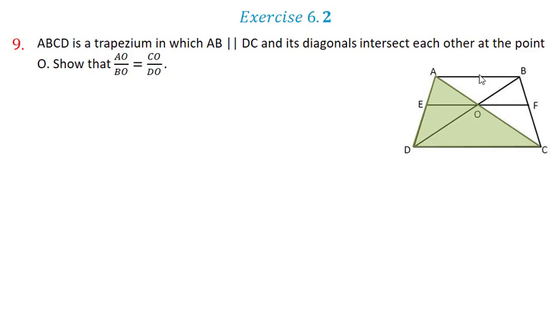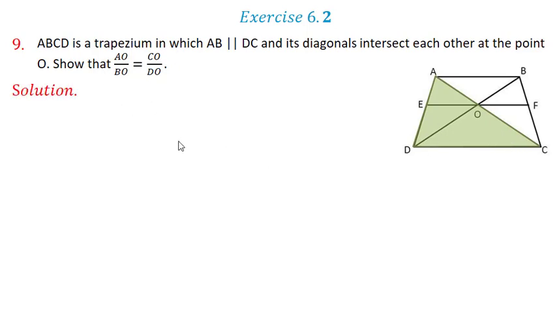Okay, 9th question. ABCD is a trapezium. See this diagram: ABCD is a trapezium in which AB is parallel to DC, and its diagonals, that is AC and BD, intersect each other at point O. We have to show that AO upon BO equals CO upon DO. So this ratio we have to show they are equal.